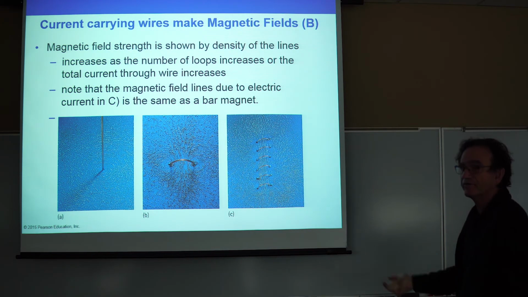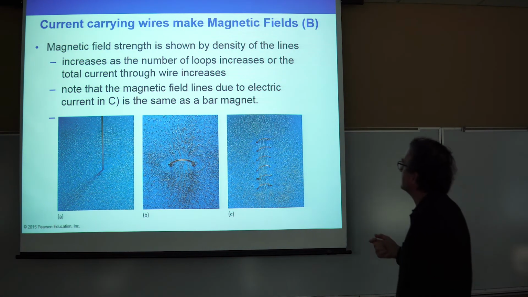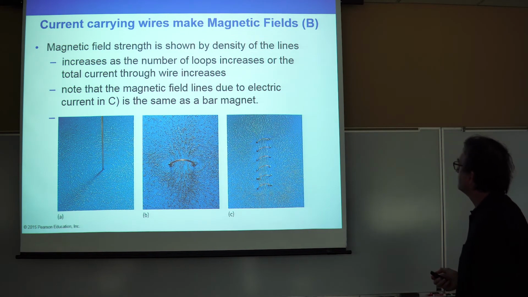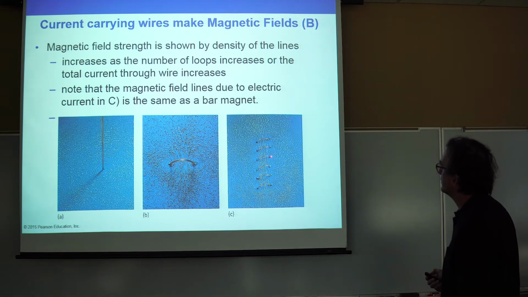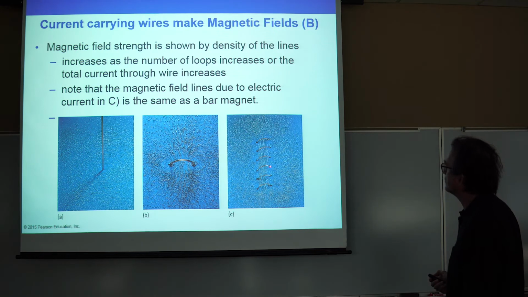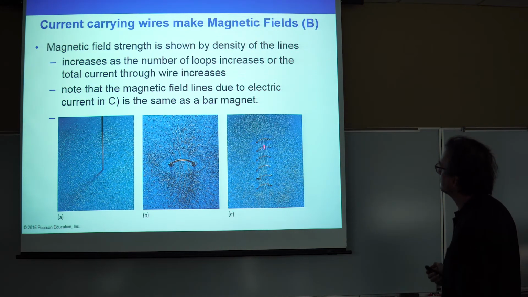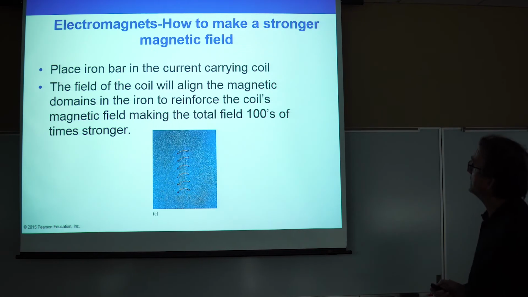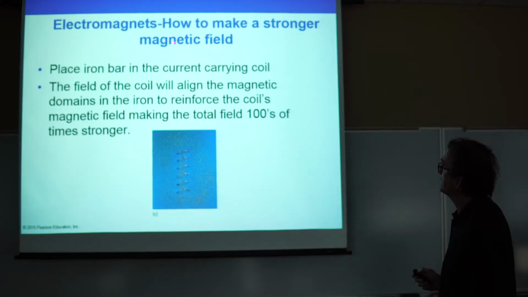In fact, it verifies what we have said: the magnetism itself is created by the movement or the spinning of charges around the atoms, and those spinning charges create currents, which then generate magnetic fields that look very much like we see in the bar magnet. Electromagnets: how to make a stronger magnetic field.